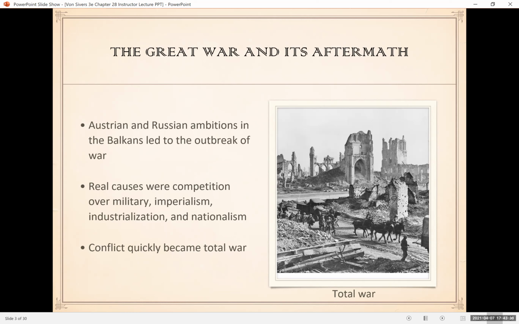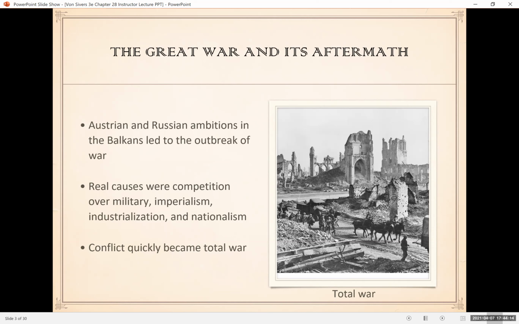So Austria and various areas of the Balkans will come to a head in the end of June, beginning of July of 1914. Austria will send an ultimatum to the Serbian government. The Serbian government will not be able to fulfill that ultimatum. It was designed that way. And Austria will then declare war on Serbia.